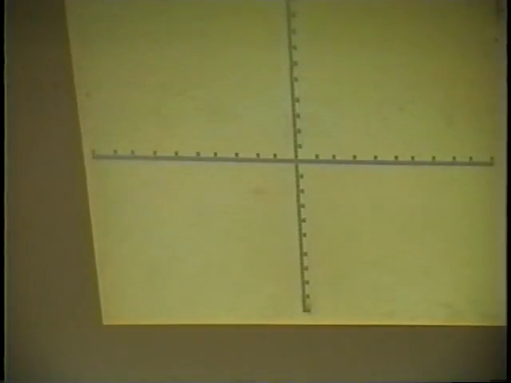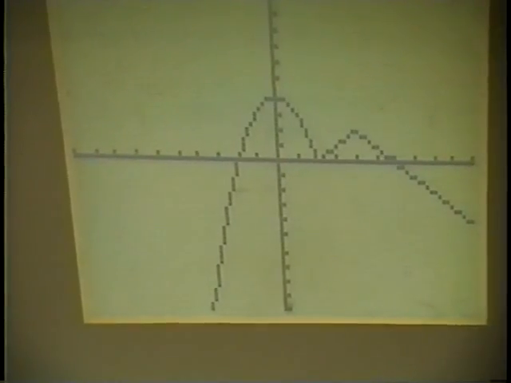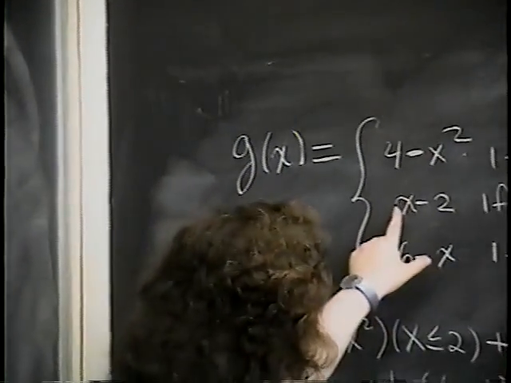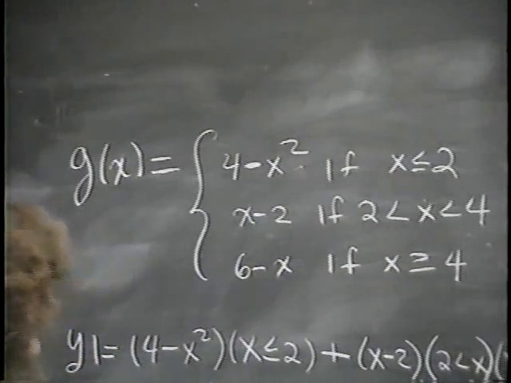I hit graph, and I have the parabola, then the line, and then another line. It's what we expect. We get part of the parabola, followed by one line and another line, which actually makes a right angle because the slope here is 1 and the slope here is minus 1. And it gives it to you automatically. Okay.